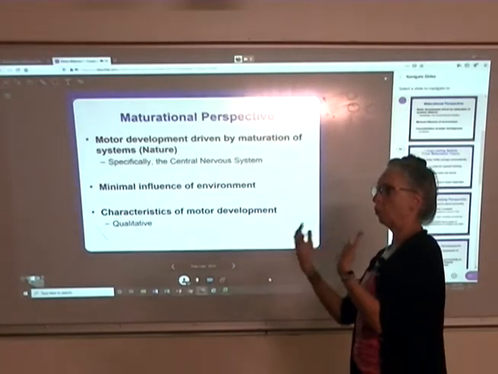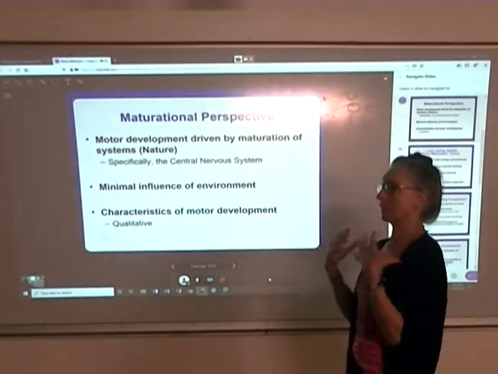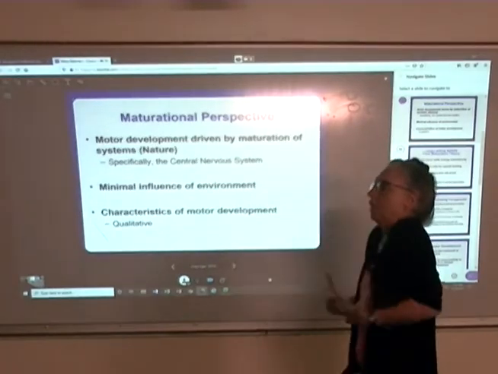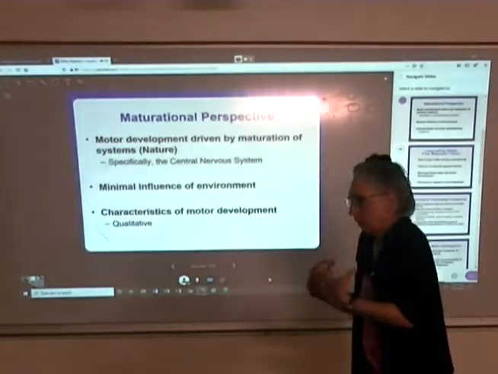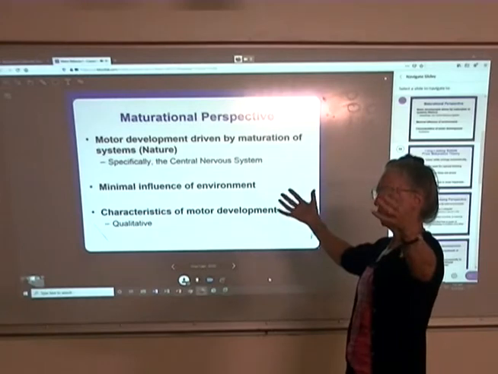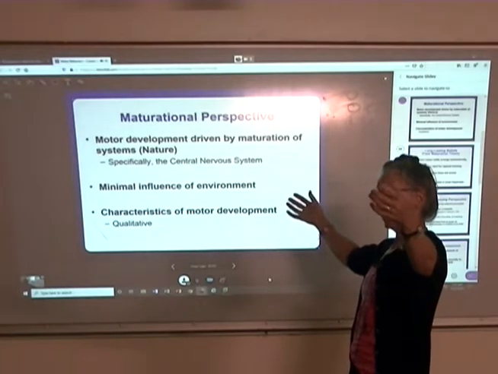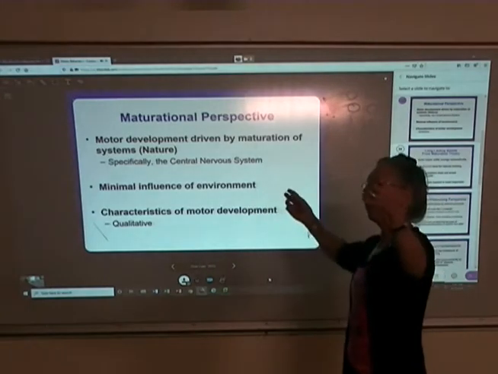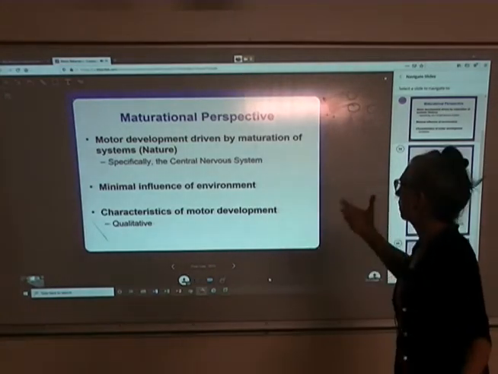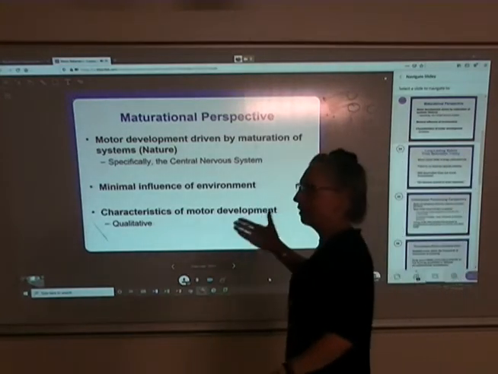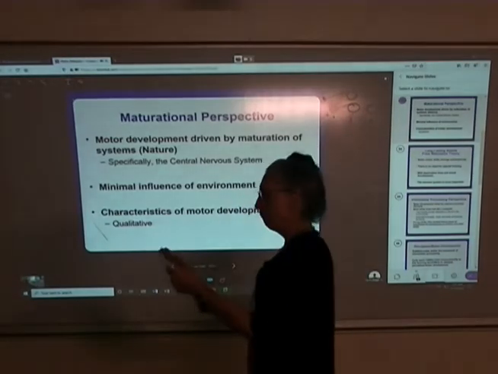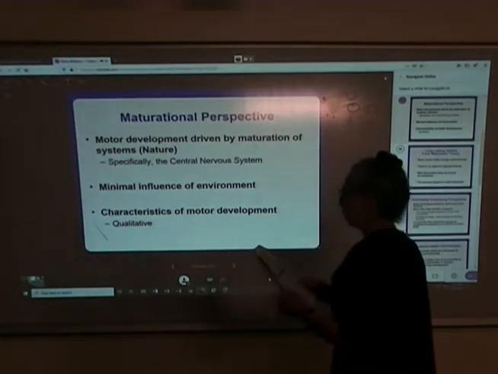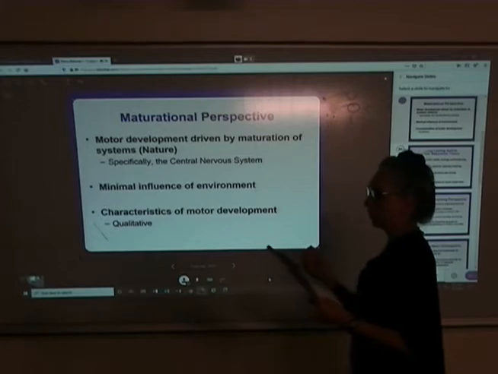So for example, we'll be talking about the fact that we see a lot of stuff in the middle around the spine to begin with. We don't see much control in the fingers, right? It takes time before the fingers get involved. And so they were looking at this idea that it was really controlled by the central nervous system.